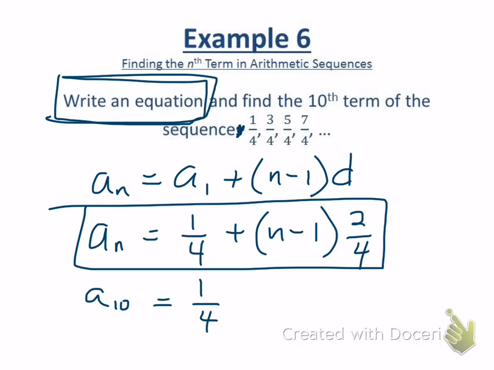The 10th term would be 1/4 plus 9 times 2/4. That's 18/4 plus 1/4, which is 19/4. And this is easy. Yeah, that's what I got. I thought it was going to be hard, but then I thought about it.